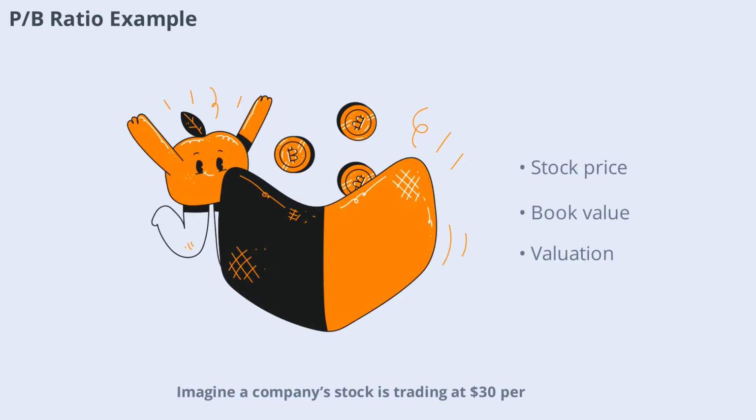Imagine a company's stock is trading at $30 per share, and its book value per share is $15. The PB ratio is $30 divided by $15, which equals 2. This means investors are paying $2 for every $1 of book value. Comparing PB ratios across companies helps identify undervalued or overvalued stocks.